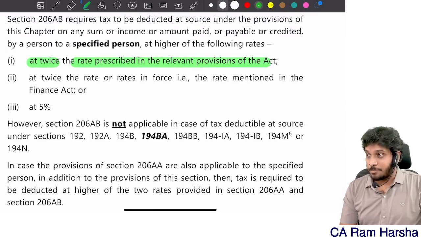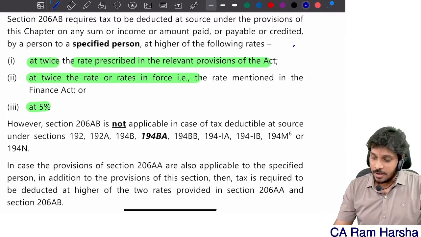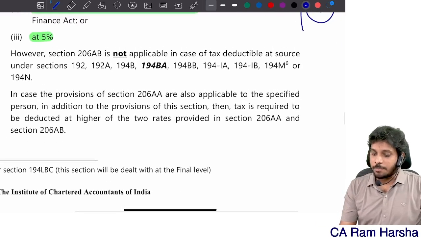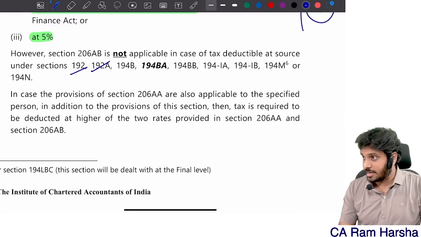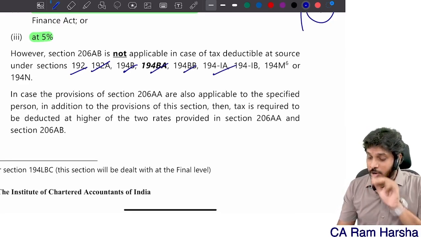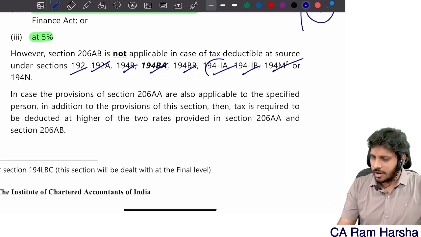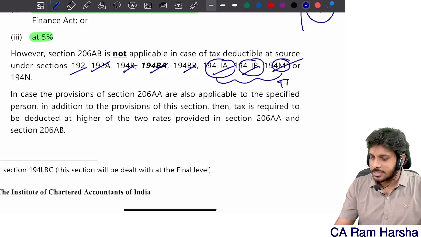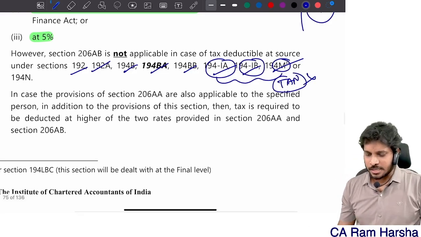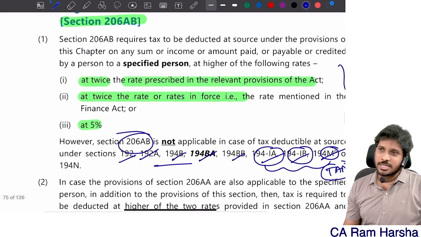Twice the rate prescribed in the provision section, twice the rate in force, or 5%, whichever is higher. Whichever is higher. This provision will not apply for salary, premature withdrawal of provident fund, winnings, online gaming, horse races, 194IA, immovable property purchases, rent payment for more than 50,000, 194M. In all these cases, TAN number is not required for them. Correct? That's it. So in all these cases, this section 206AB will not apply. For all others, section 206AB is applicable.